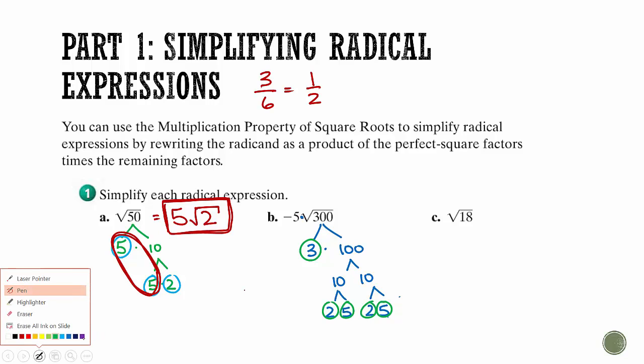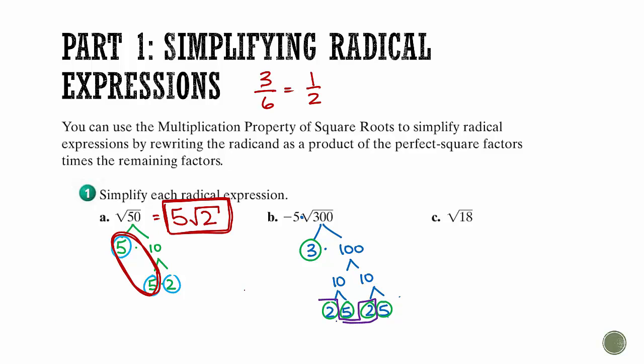And then make your squares. So I can make a square with these 2's, and I can make a square with these 5's. So I can make a square of 2's and a square of 5's. And then this 3 doesn't have anybody to square up with, so he has to stay inside the square root. So the square root of 300 simplifies to 10 times the square root of 3. And then we have to remember that negative 5 on the outside there. So we want to multiply this by negative 5. So this whole thing ends up simplifying to negative 50 times the square root of 3.